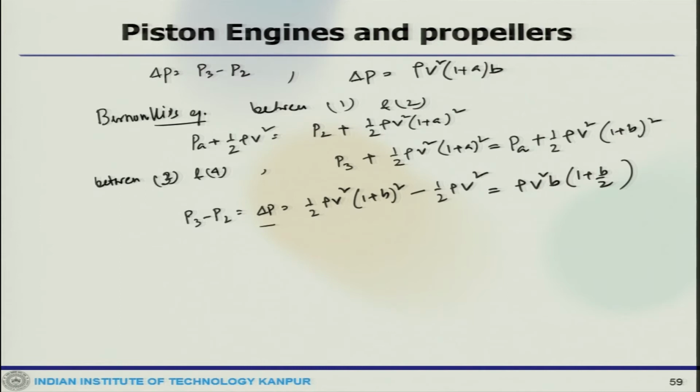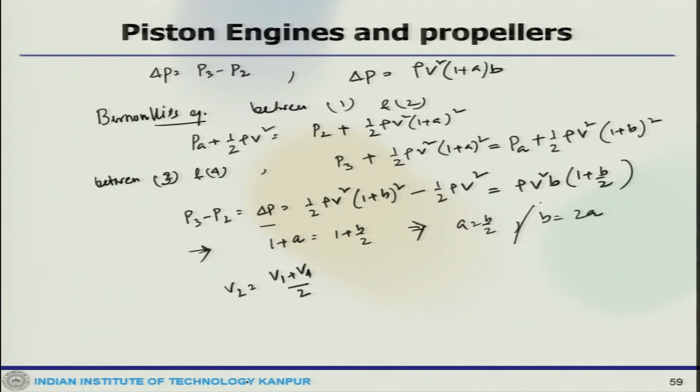Now, if we eliminate delta P from this equation and this equation, we get 1 plus A equals 1 plus B by 2. So, that means A equals B by 2, or B equals 2A. One can prove that V2 would be (V1 plus V4) by 2.